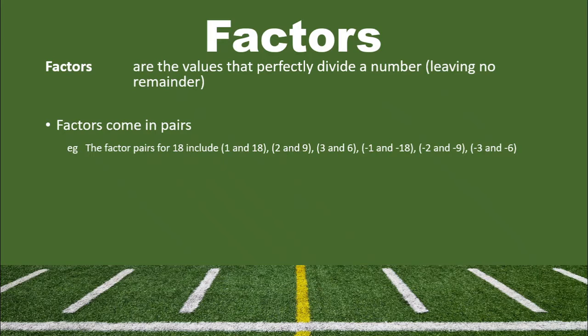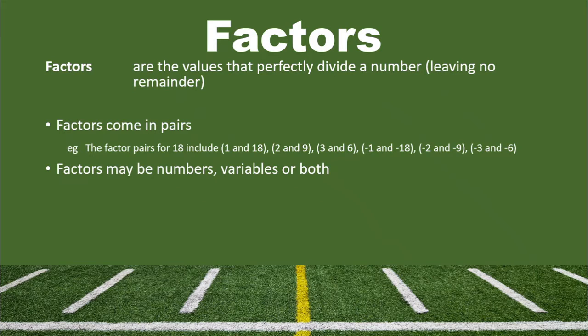And 3 and 6. But also consider the negative factors. 18 divided by a negative 1 would give us negative 18. 18 divided by negative 2 would give us negative 9. And 18 divided by negative 3 would give us negative 6. I hope you're familiar with dividing positive and negative numbers. If you want to check out a lesson on that, I'll also link that down below for you.